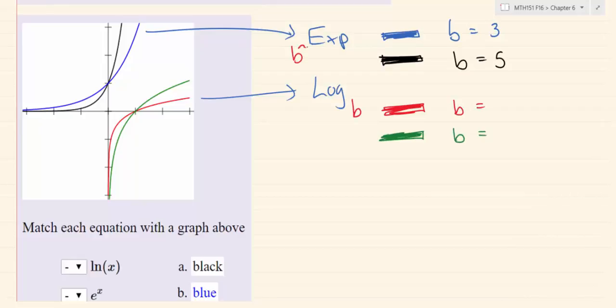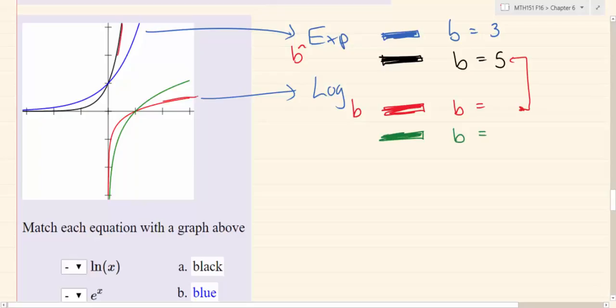Well, remember this idea of inverse, right? Flipping it. On the black and the blue graph, which graph has the bigger base? The black line has the bigger base, right? What color, green or red, does the black associate with when you flip it over that line, when you find the inverse function? The red. These two are together. The black line and the red line have the same base. So the base on the red line is 5, and the base on the green line is 3.